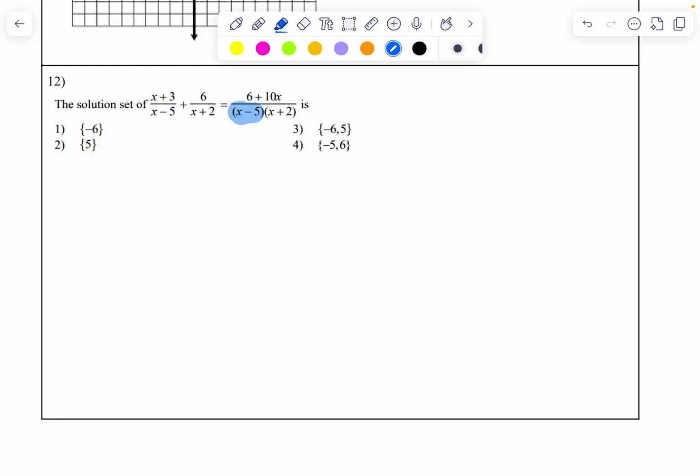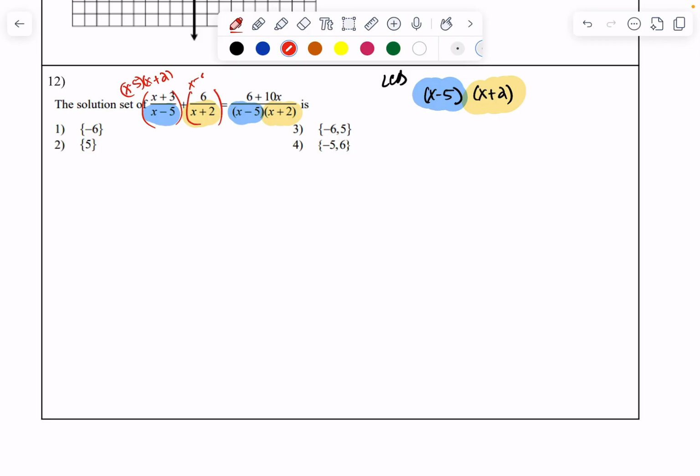For that I try to see what we have in the denominator. I see we have x minus 5, so that's definitely going to be part of our LCD. And then we have x plus 2 and x plus 2, so that is also going to be part of our LCD. So that means our LCD is x minus 5 and x plus 2. And we're going to take that and multiply it to every single term, so that we are able to get rid of our denominator.